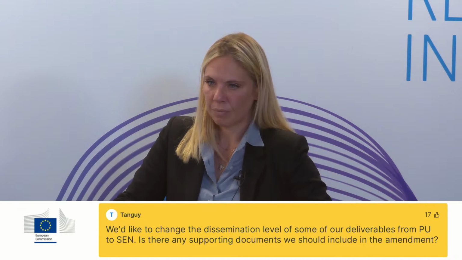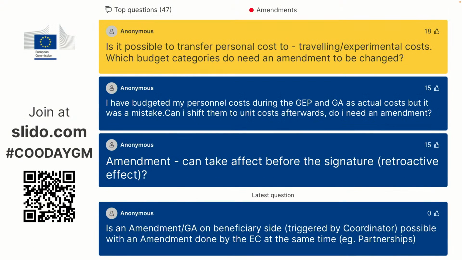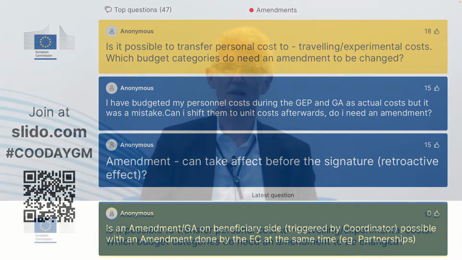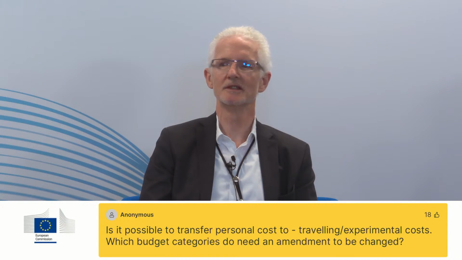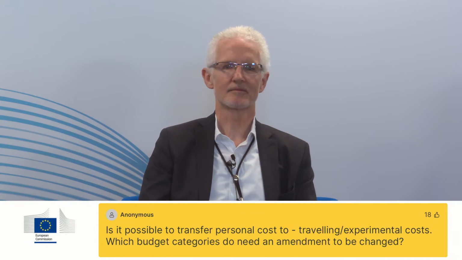Okay. Next one, is it possible to transfer personnel costs to travel or experimental costs? Which budget categories need an amendment to be changed? So maybe we understand this question in an even wider sense and go again into the possibilities for budget flexibility without amendments and the cases where we would need amendments to shift budget from one category to the other. Isabel, do you want to give it a start?